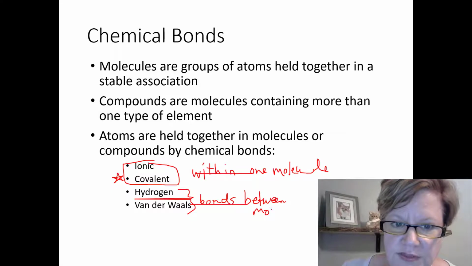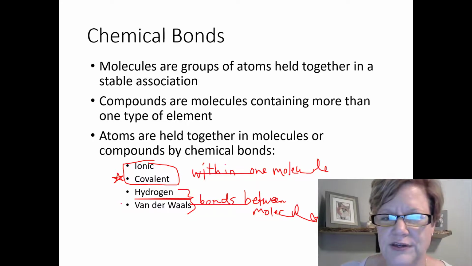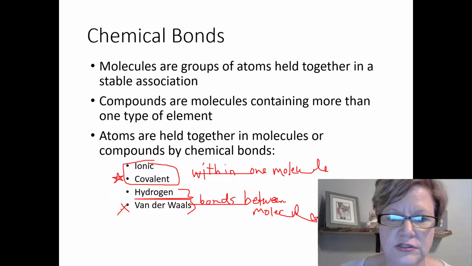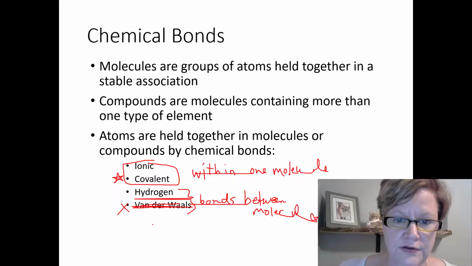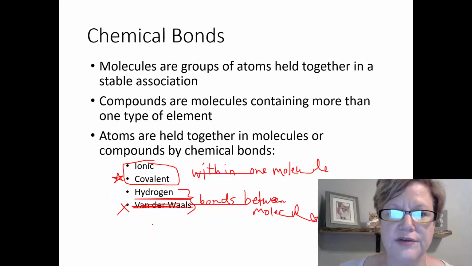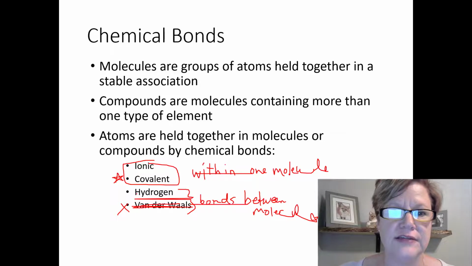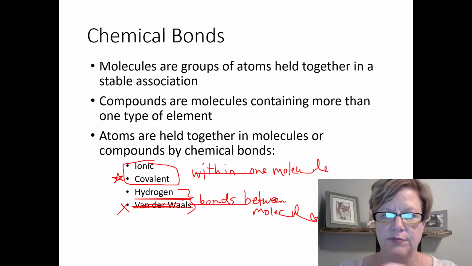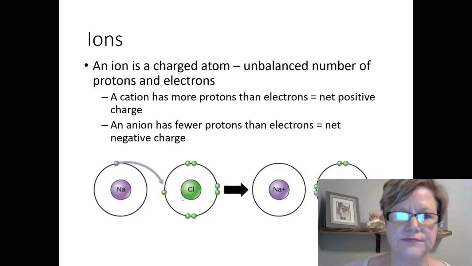So let's start with the ionic and the covalent, because that's really where we need to be. Hydrogen bonds will be important later. Van der Waals, we're not really going to talk about too much. So if you just want to ignore that one for the purpose of our course, that would be okay with me. You may see it later in chemistry class. So let's start with ionic. Ionic bonds hold atoms together to make a molecule, and then covalent bonds hold atoms together to make a molecule.